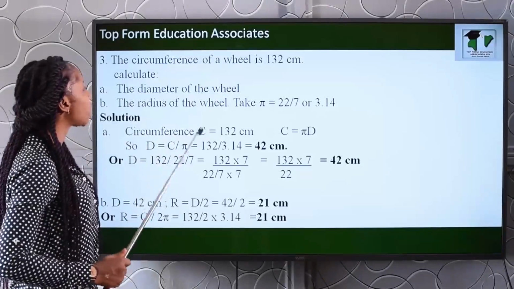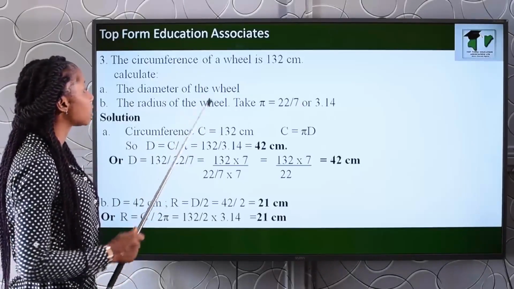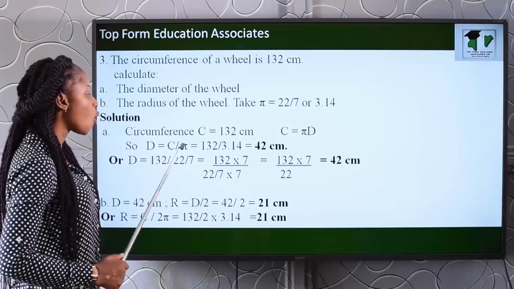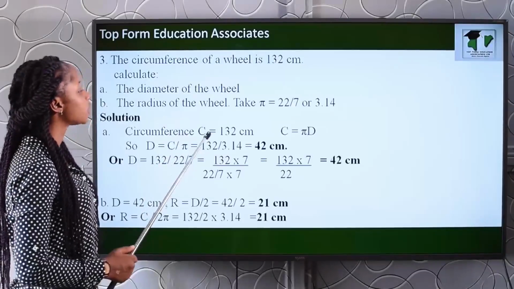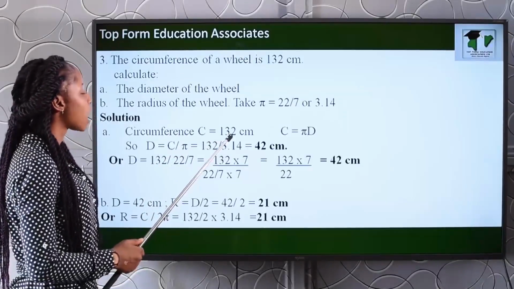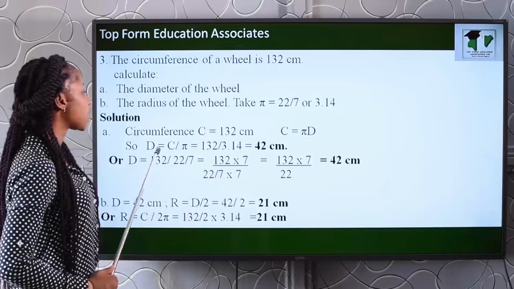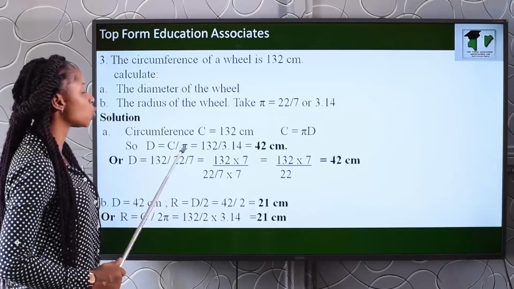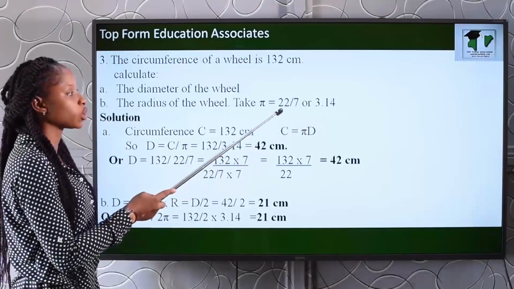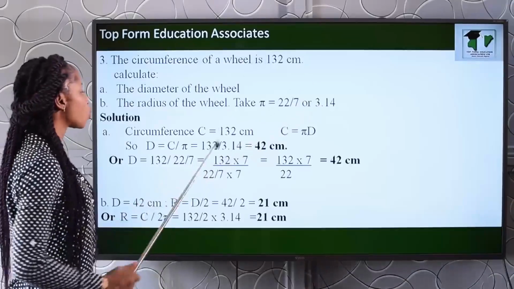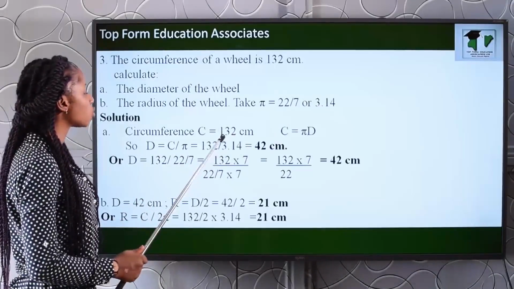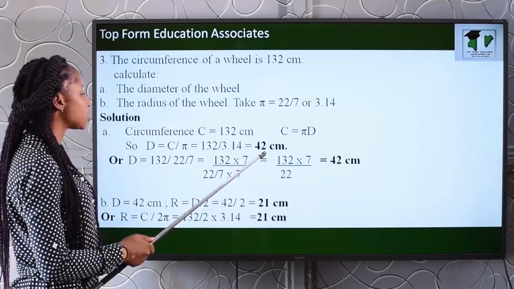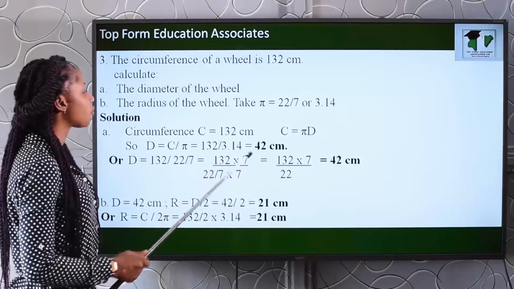Now, we said that whenever we are looking for the diameter and the circumference is given, we use the formula D equals C, that's the circumference, over pi. We've been given the circumference as 132 centimeters, and we are looking for the diameter. So very simply, we input the figures into the formula. Since we've been given pi as 3.14 or 22 over 7, here we are making use of 3.14. So the circumference, which is 132 centimeters, over 3.14 will give us 42 centimeters. Therefore, our diameter is 42 centimeters.